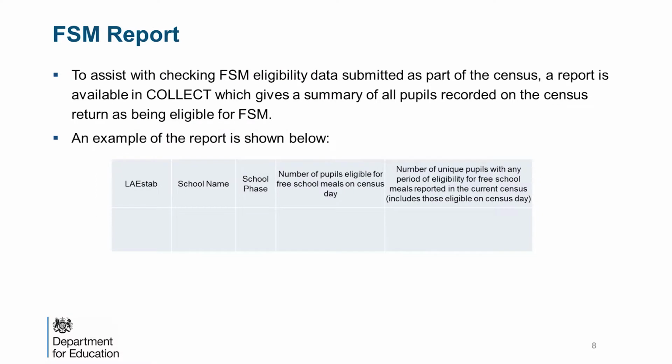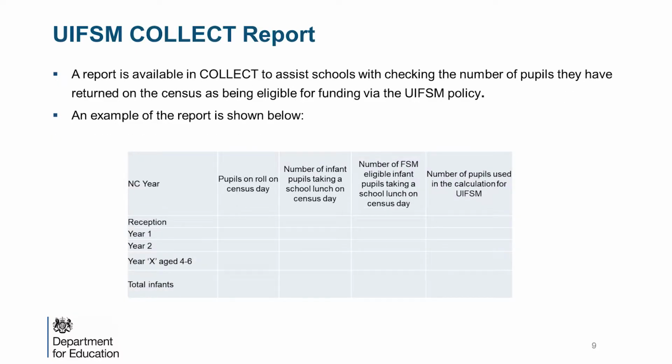The FSM report will allow you to check the FSM eligibility data submitted in your census. Please note that this report refers only to FSM eligibility reported in the current census collection and not the FSM EVER6 measure used to allocate the pupil premium. The UIFSM report will provide a breakdown of the pupils that will be used in the UIFSM funding calculation.